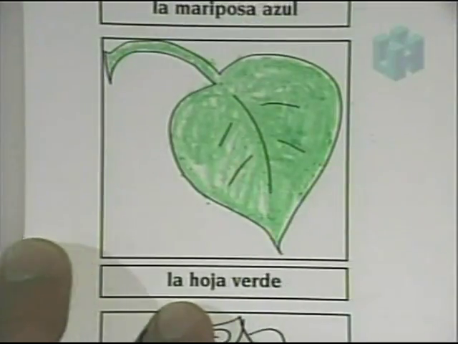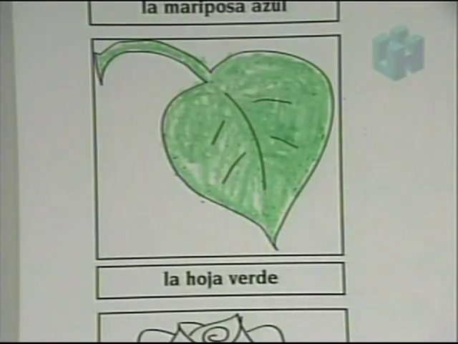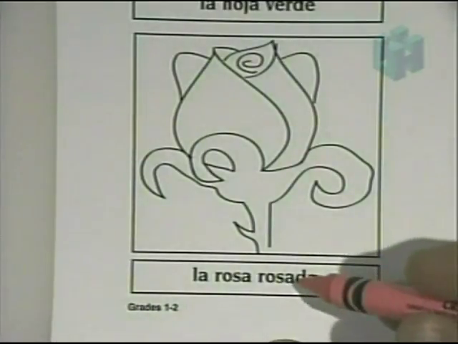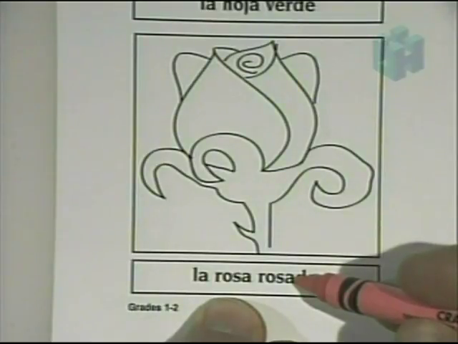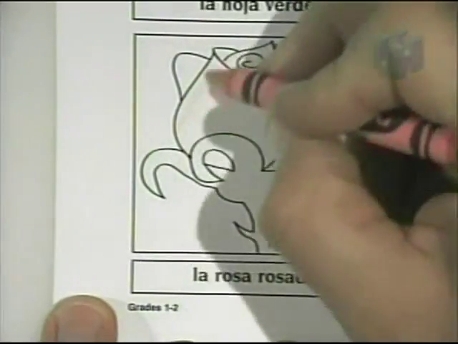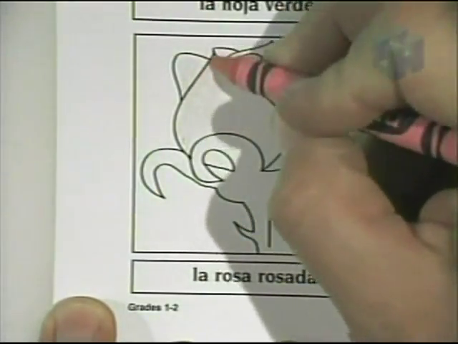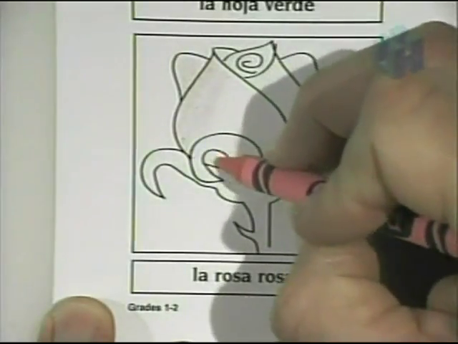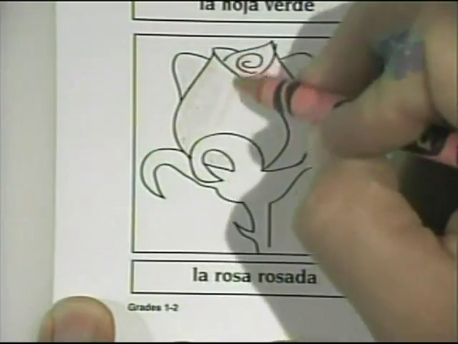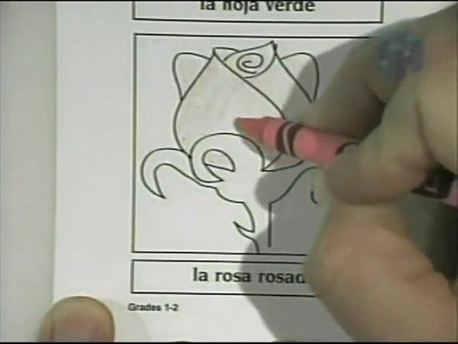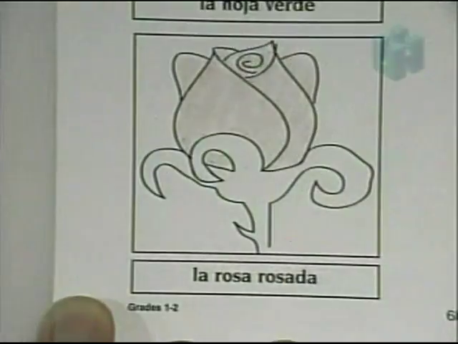There you go. La hoja verde. La rosa rosada. Now, rosada is a color that we didn't really mention in the song, but rosada comes from rose, rosa, and that means pink. That's right. And again, you see, I'm not going to color this part down here because I'm going to come back later and color that green like the stem, el tallo. I'm just going to color the rosa, rosada. Ooh, that looks pretty.